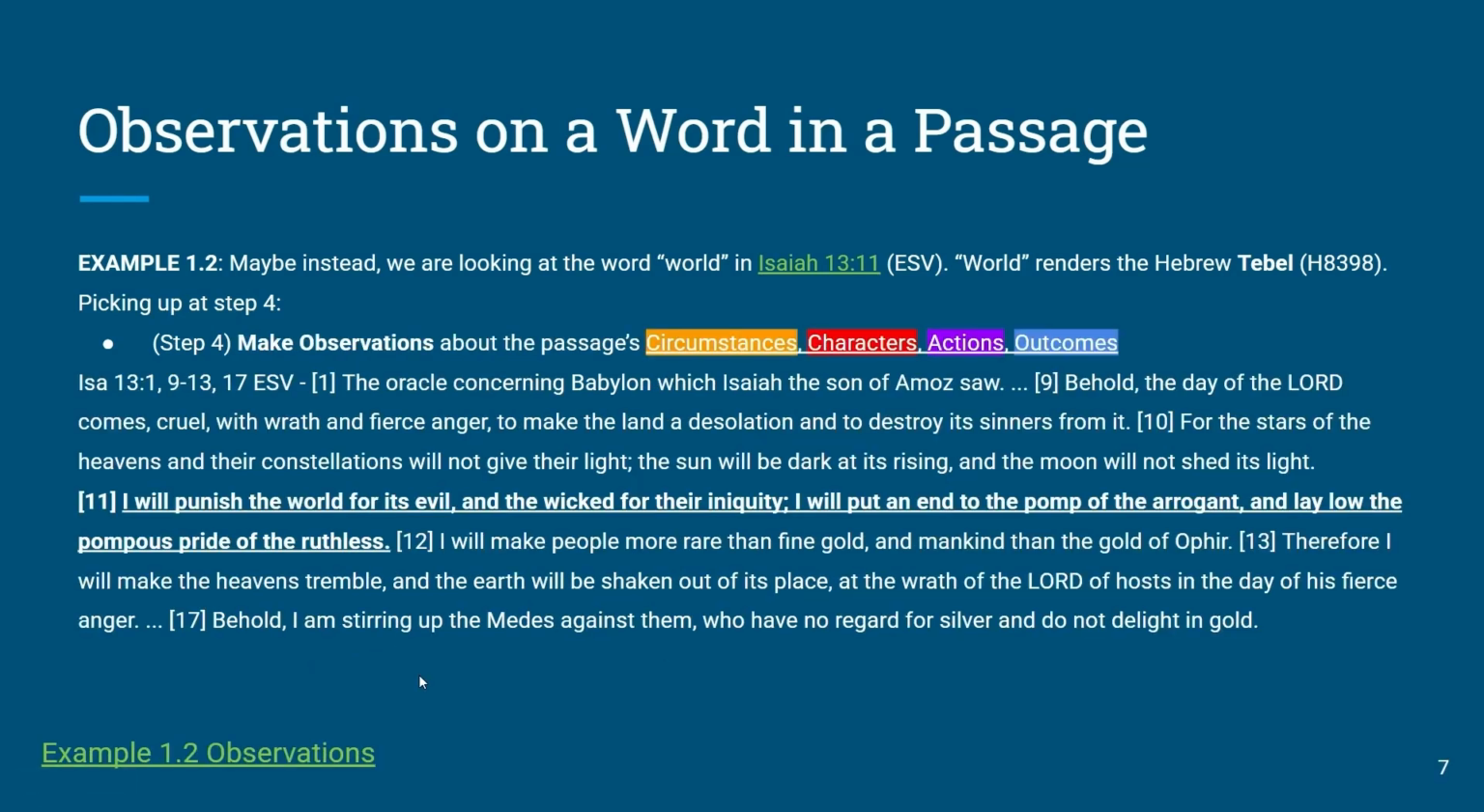We could define other characters based on the qualities that are described about them. For instance, in verse 9, we could pick up a character of sinners. In verse 11, we could look at defining the wicked as a character, the arrogant as a character, the ruthless as a character. These are sort of abstract characters, but they help describe aspects of who this passage is pointed towards. Back to our observations.